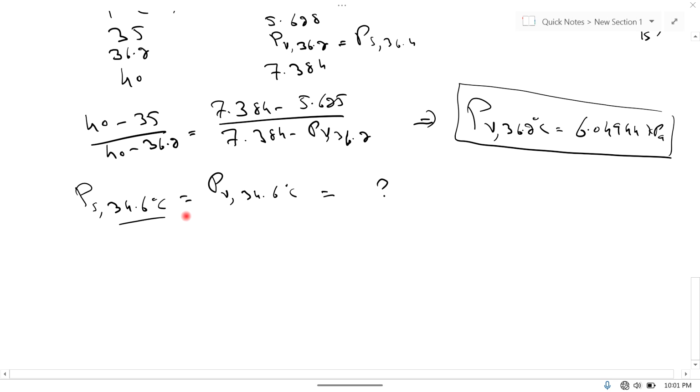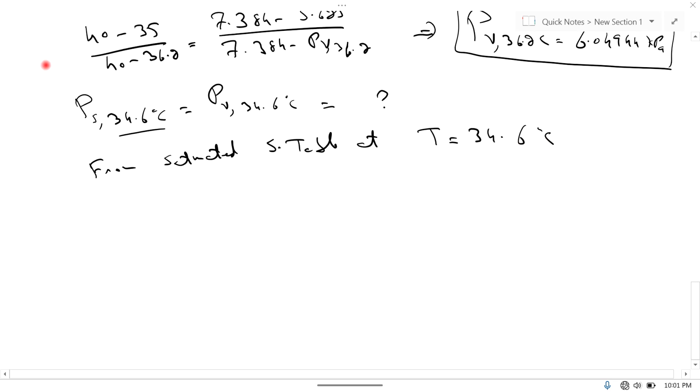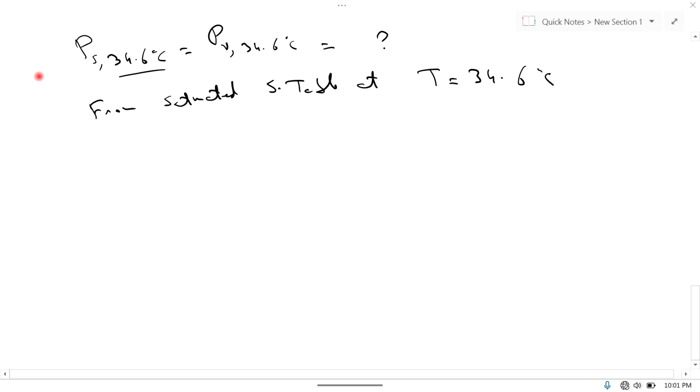Now 34.6 is also not available in the steam table. So from the saturated steam table at temperature equal to 34.6 degrees centigrade, but 34.6 is not available here, so we will do interpolation. Temperature in degree centigrade and pressure in kilopascal. So temperature 30 degrees centigrade and 35 is available, and we have to find the pressure at 34.6.